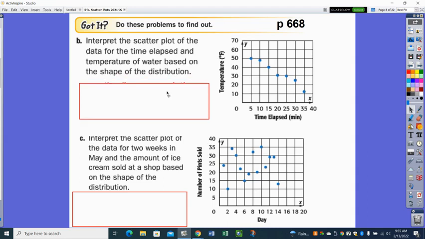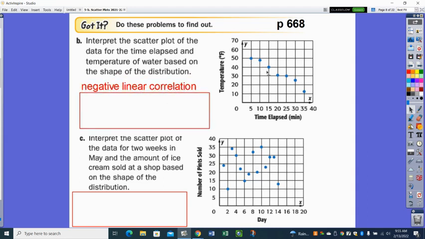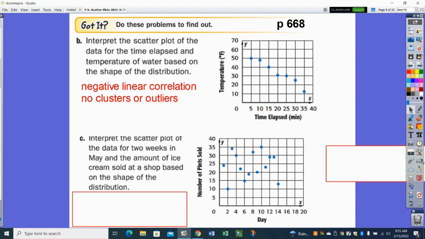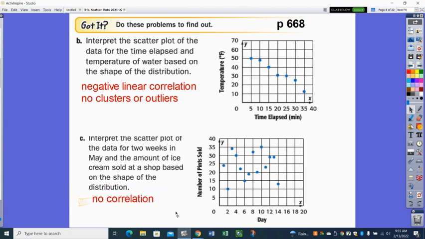So did you say negative? And do you see that it's pretty much a line? So this would be a negative linear correlation. And I'm not seeing any clusters and I don't see any outliers. How about in C? Did you say this is a hot mess and there's no correlation? So when you say none, you're done. You're not going to do anything else beyond that.